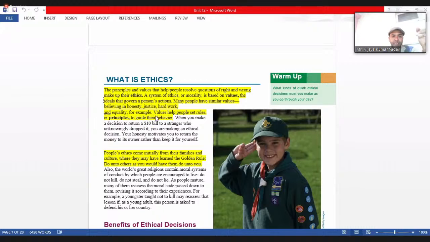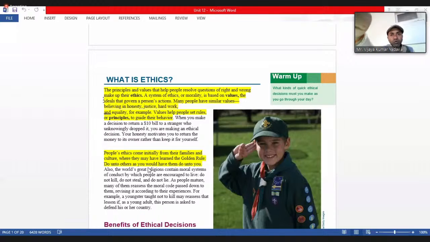Hard work and equality, for example. Values help people set rules or principles to guide their behavior. So, ethics are those values which help people to make rules or principles, and these are the things which guide people's behavior. Here, people's ethics come initially from their families and culture. So that is important. People's ethics come initially from their families and culture.